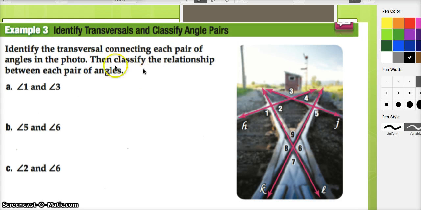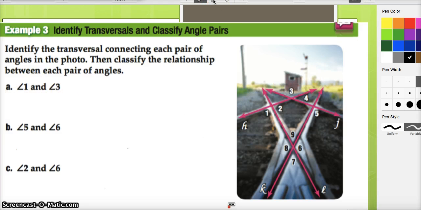So in this exercise, we're going to do two things. We're going to identify, using this picture, the transversal. Remember, that's the line that's cutting two other lines. And then, based on that, we're going to classify these angles.